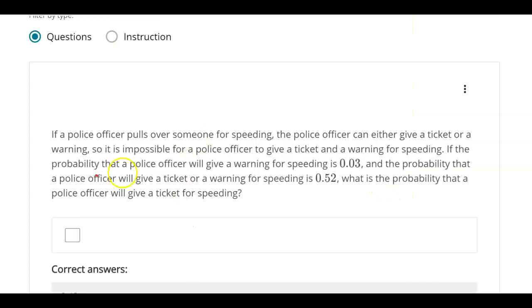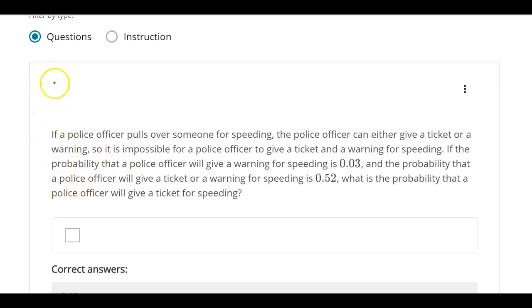All right, let's go ahead and take a look at this problem here. If a police officer pulls over someone for speeding, the police officer can either give a ticket or warning. So it's impossible for the police officer to give you a ticket and a warning for speeding. I mean, it can. He might give you a ticket and say, I'm warning you, but mathematically, both of them cannot happen.